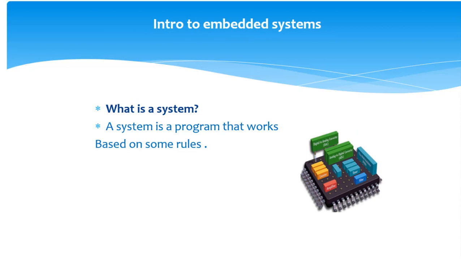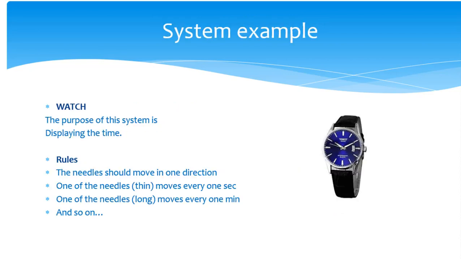So what is a system? A system is a program that works based on some rules. As an example, a watch. The purpose of this system is to display the time. The rules here are the needles should move in one direction, one of the needles should move every 1 second, and the other one should move every 1 minute, and so on.